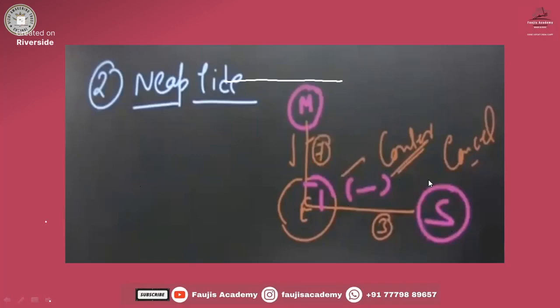Now the sun's gravitational pull is cancelled by this part, so on this side it will be more. So that is the perpendicular. In this way, if the moon, earth and sun are in a perpendicular arrangement, then we have the low tide, that is the neap tide.